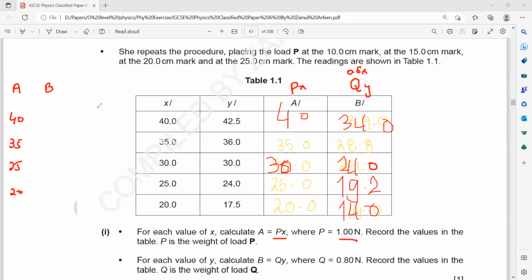So we have the values for A and the values of B. 40, 35, 30 was there. The reason why I'm writing these values is because we have to plot a graph related to this. So this was 34, 28, 24, 19.2, and 14.